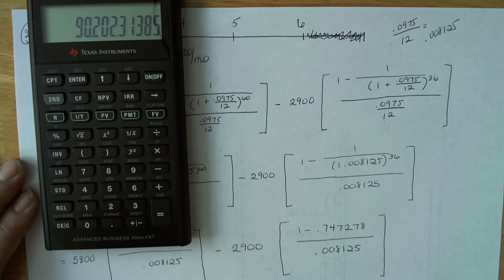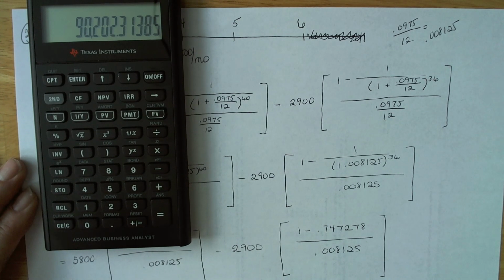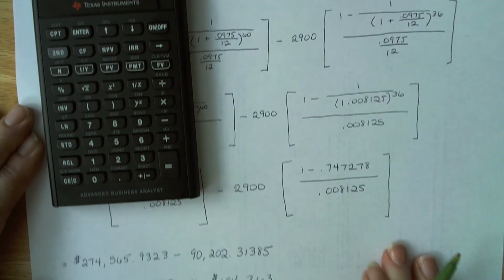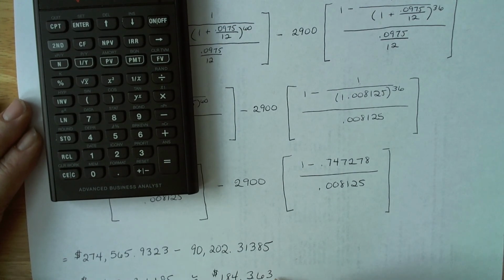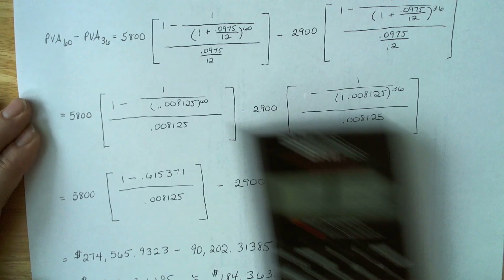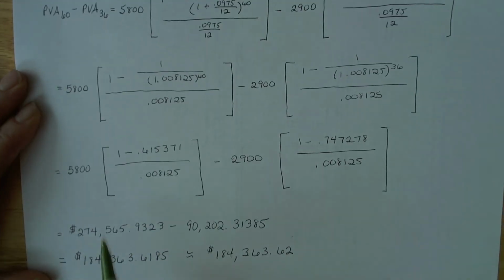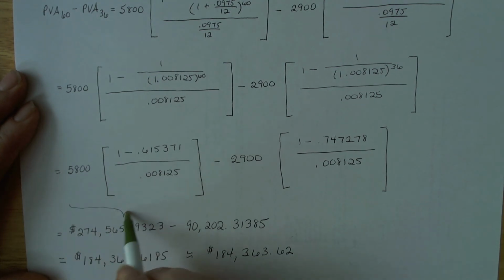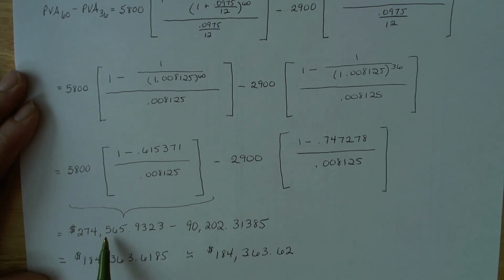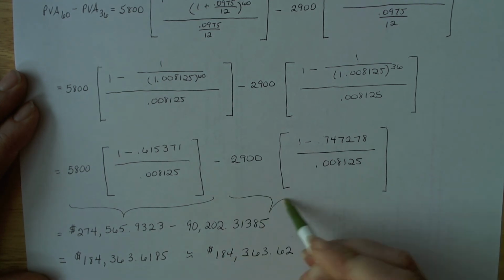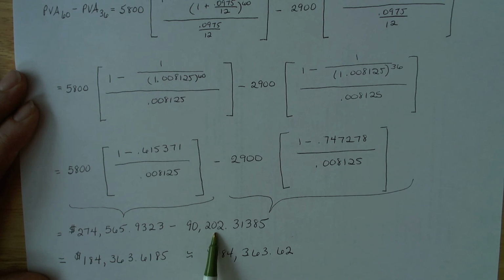And when we subtract those two, we get the final answer of $184,363.6185, which would round to $184,363.62. Let me push this up a little bit so you can see the final answer. So what we did, this part of the problem equals 274,565.9323, and this part of the problem equals 90,202.31385, which we're going to subtract, which gives us the final answer.